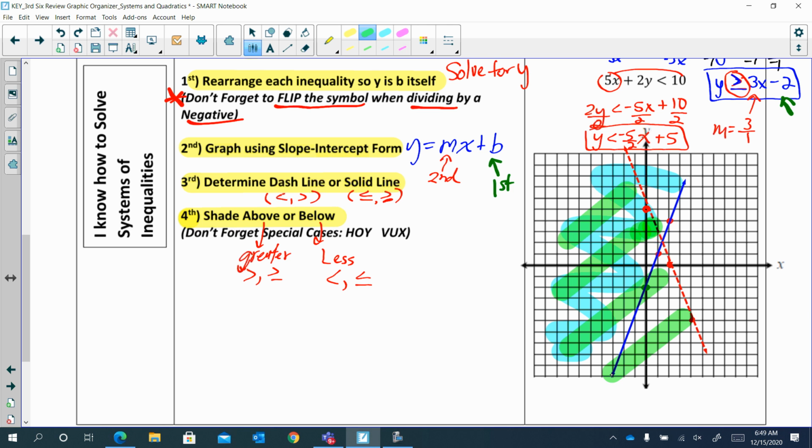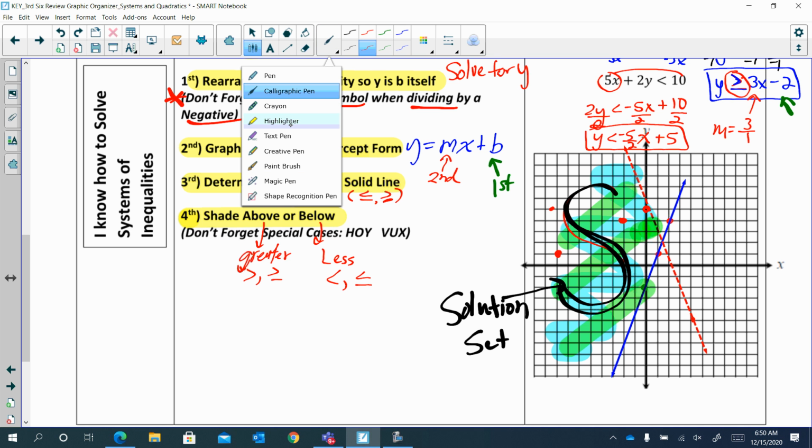We want just the part where they overlap, so I don't need this section here. This is what happens on ALEKS: they want you to only pick where they overlap. When we did this by hand, we talked about putting the S, in black, to show the solution set. So this is our solution set where they overlap. Sometimes they ask you on ALEKS to pick a point that's a solution. Any point that I pick in this overlapping region would be our answer.